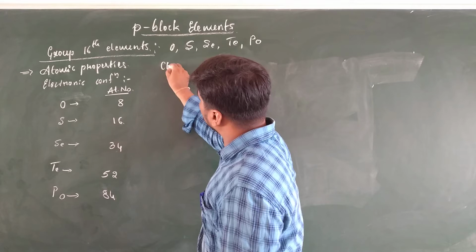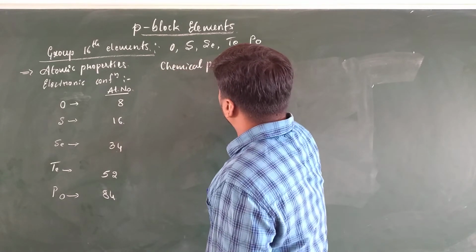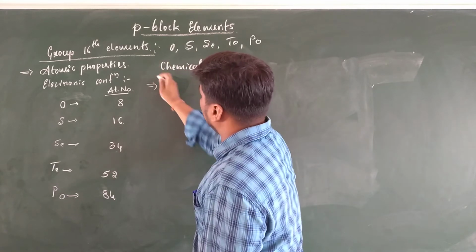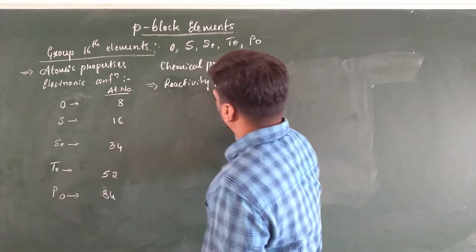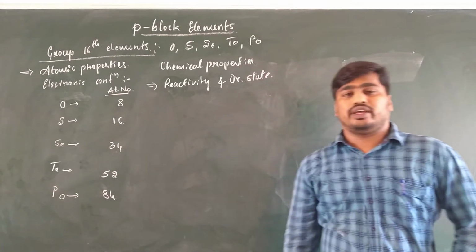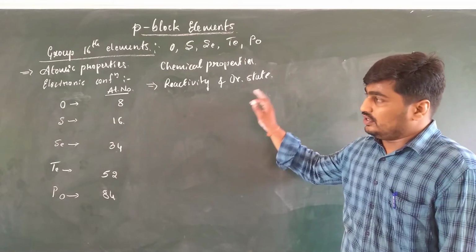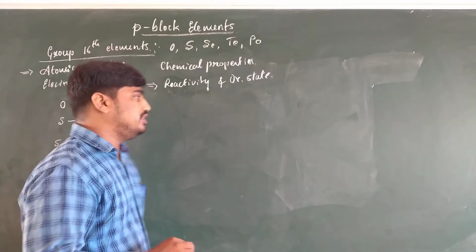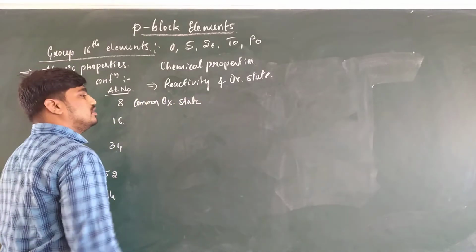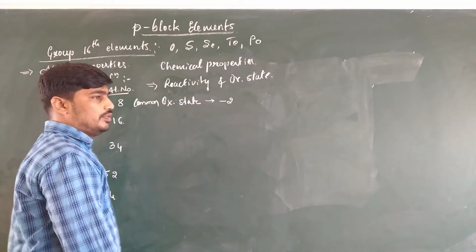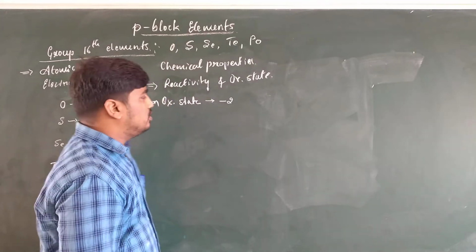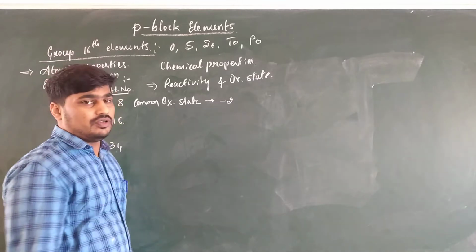Next, chemical properties. Under the chemical properties, reactivity and oxidation state. Oxidation state also plays an important role in your p-block elements. The common oxidation state of group 16 elements is minus 2. Oxygen shows minus 2, sulfur shows minus 2, selenium shows minus 2, tellurium shows minus 2. So minus 2 is the common oxidation state, and they also show other oxidation states.